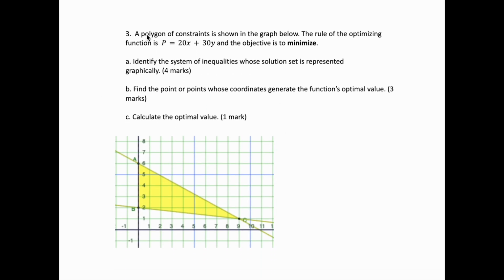Question 3. A polygon of constraints is shown in the graph below. The rule of the optimizing function is P equals 20x plus 30y, and the objective is to minimize. A. Identify the system of inequalities whose solution set is represented graphically. B. Find the point or points whose coordinates generate the function's optimal value. C. Calculate the optimal value.